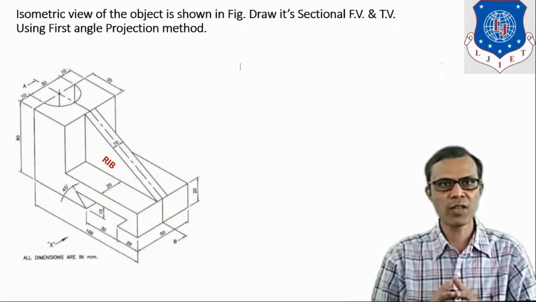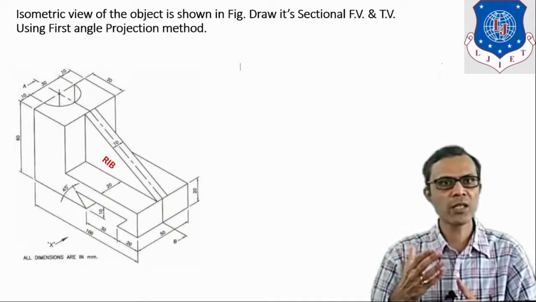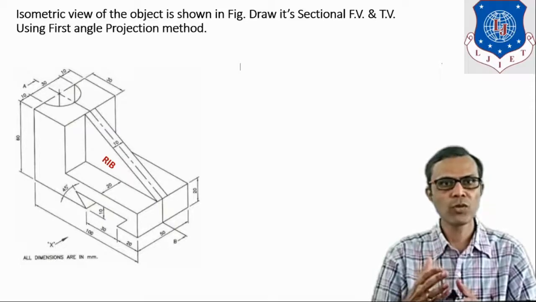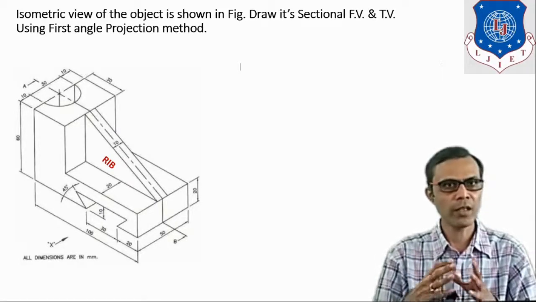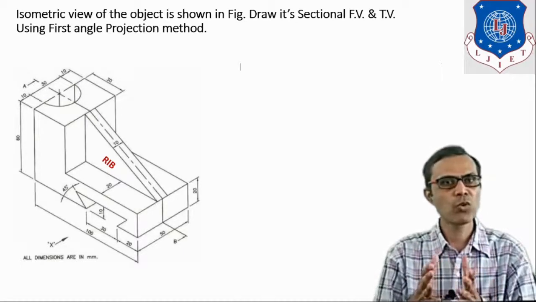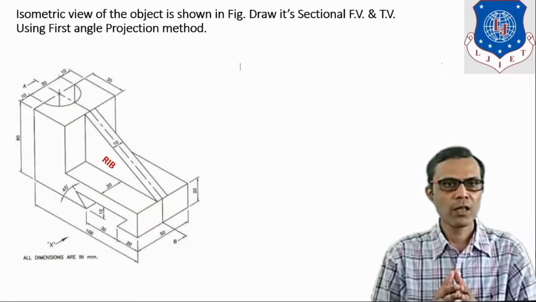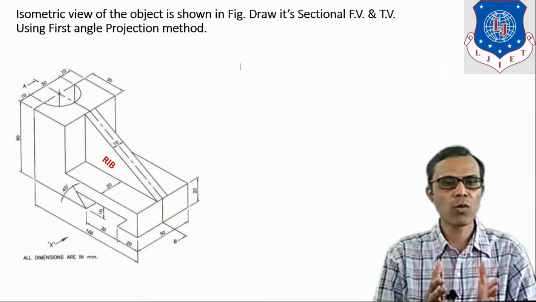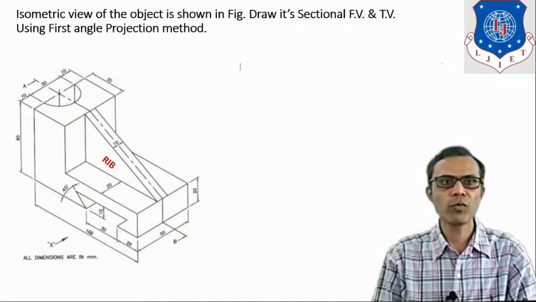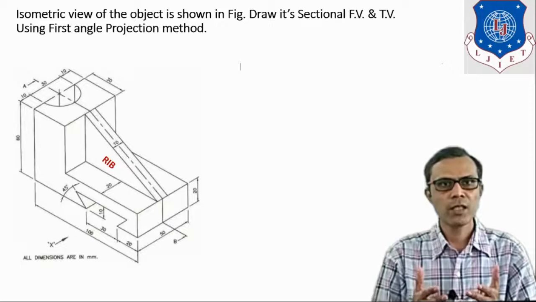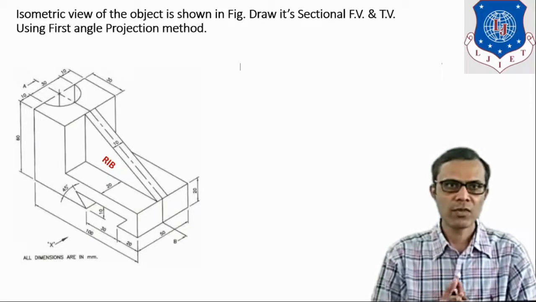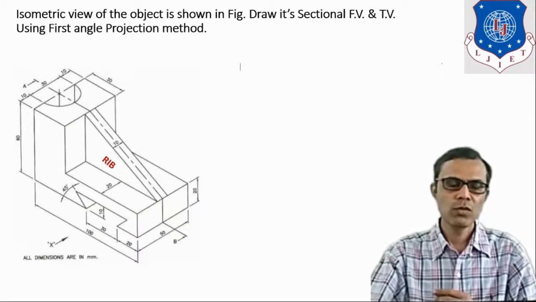So according to the first angle projection method, we know the arrangement of the views. The top view should be located below the front view, and according to that arrangement, we have to manage the space. Now, initially we will draw the normal front view and top view. After drawing that, we will consider the sectional view. So, it is the direction for the front view observer.